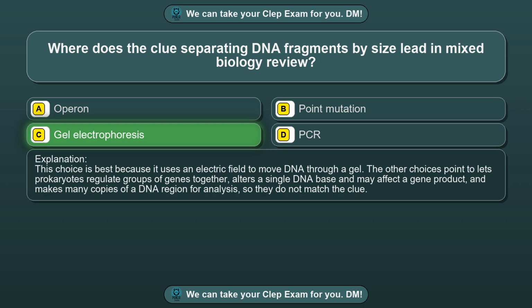This choice is best because it uses an electric field to move DNA through a gel. The other choices point to lets prokaryotes regulate groups of genes together, alters a single DNA base and may affect a gene product, and makes many copies of a DNA region for analysis, so they do not match the clue.